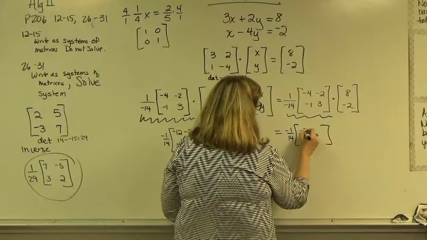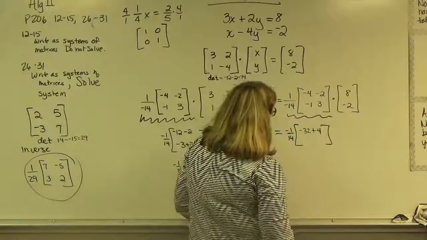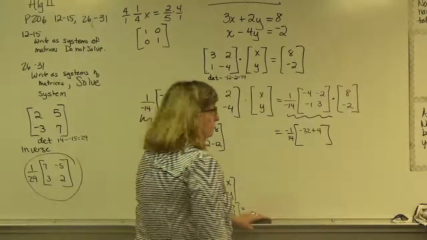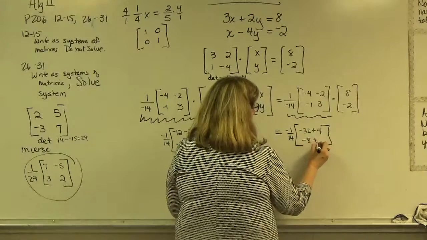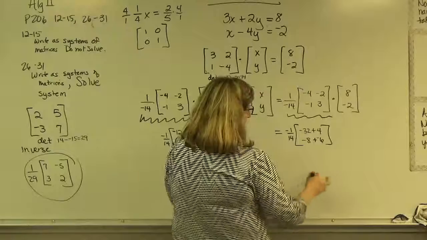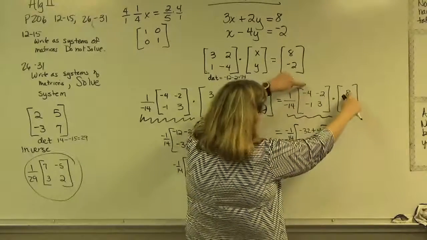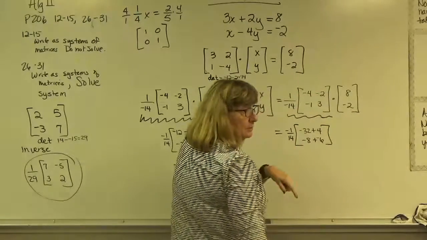-32 plus 4. Okay, and Nathan, you get second row in that only column. We'll have -8 minus 6. What are we doing? Multiplying row by column. -32 plus 4, -8 plus -6.